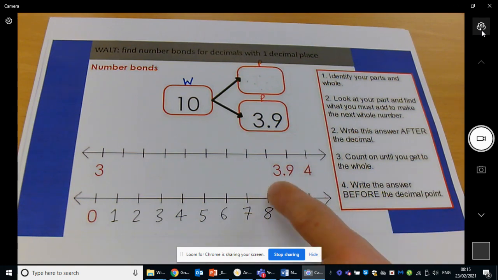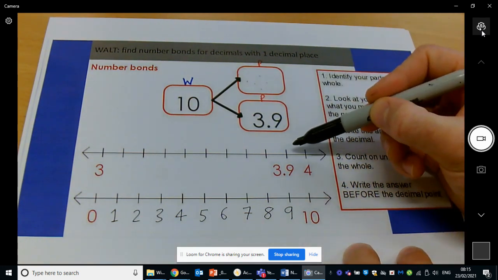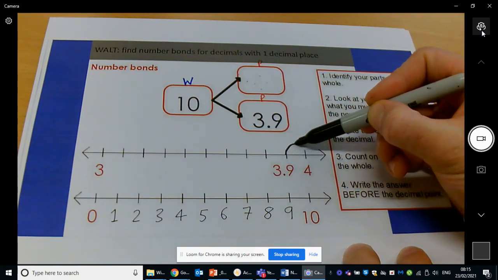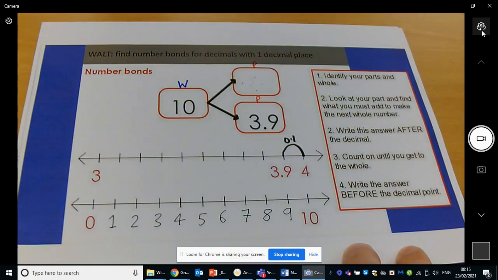So it should be quite a short journey, as we can see from this number line, but let's see how many we need to go. Again, it's going up in tenths. So 0.1, and that is literally it. It's just that one very short number jump of 1/10.